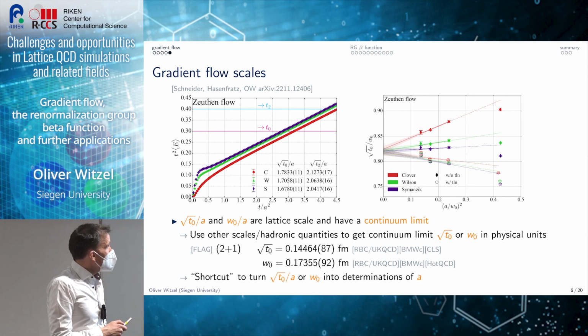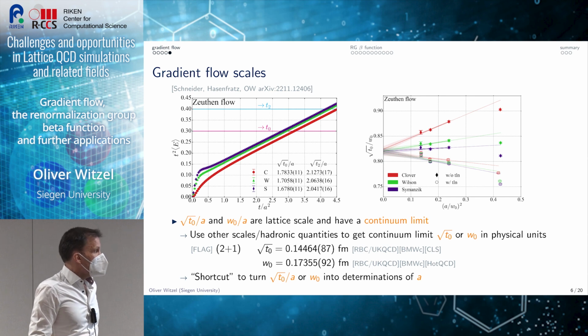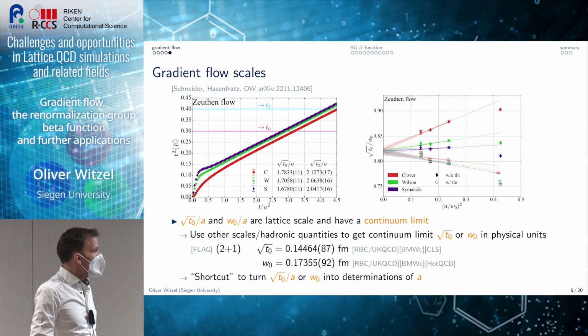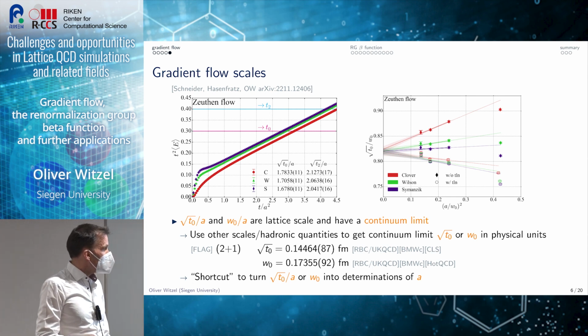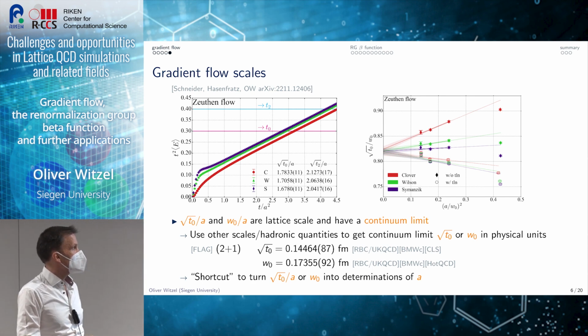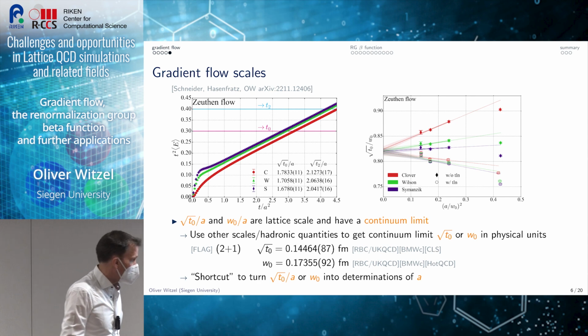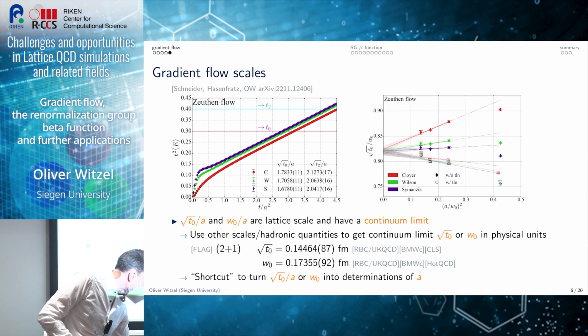Now, the important thing about these gradient flow scales is that they have a continuum limit, and that if you use some global fit, you can define the values of square root t0 or w0 in the continuum limit. That has been done by several collaborations, and there exist corresponding FLAG averages. So with these values, you can essentially turn any determination of square root t0 into a physical lattice scale in fermi. So this is a shortcut to the scale setting.